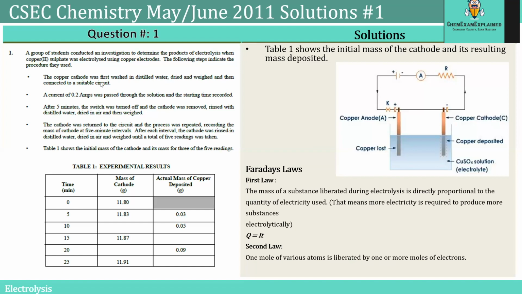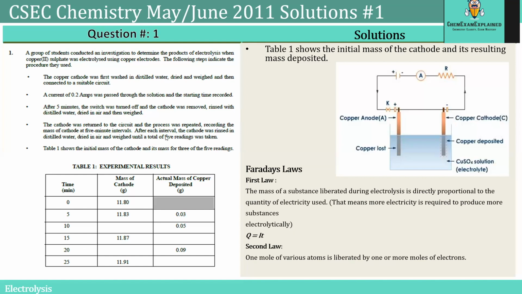First, the copper cathode was washed in distilled water, dried and weighed, and then connected to a suitable circuit. Secondly, a current of 0.2 amperes was passed through the solution and the starting time recorded. Thirdly, after 5 minutes, the switch was turned off and the cathode was removed, rinsed with distilled water, dried in air, and then weighed. The fourth step, the cathode was returned to the circuit and the process was repeated, recording the mass of cathode at 5-minute intervals.